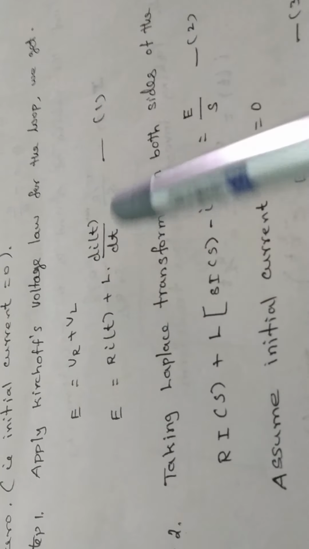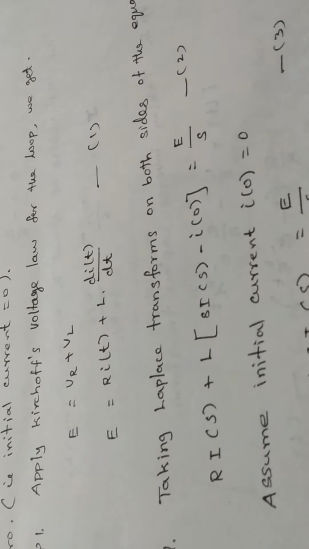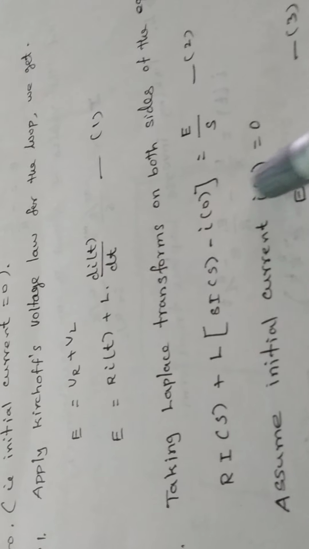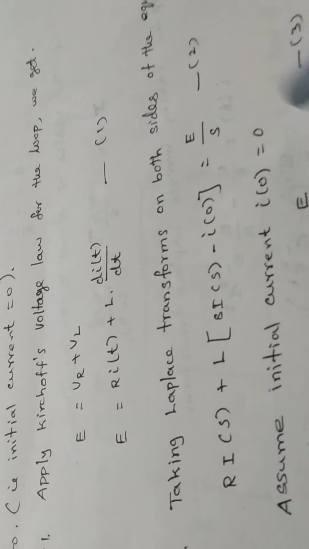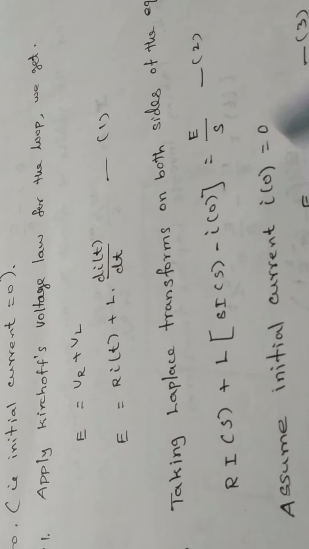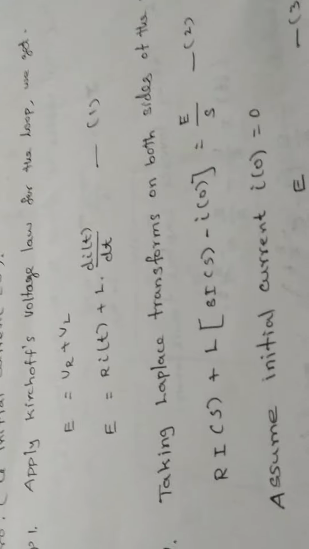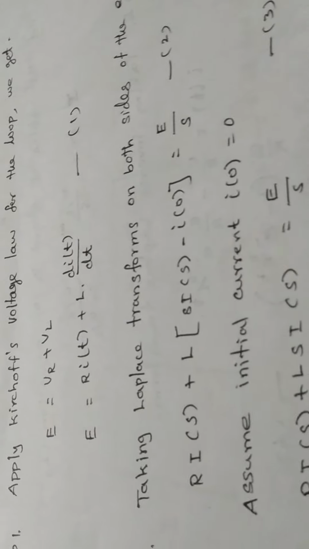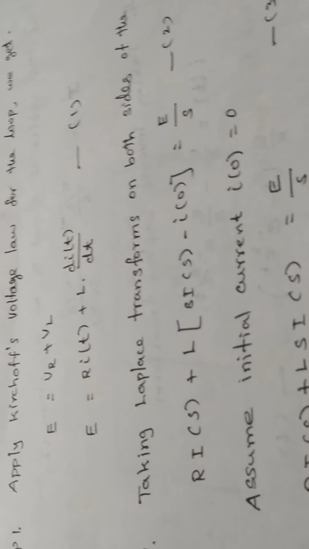Taking the Laplace transform on both sides of equation 1: R i(t) becomes R I(s), and f(t) becomes F(s). The transform of L di/dt is L times s I(s) minus i(0). Here i(0) is the initial charging current, which is always 0. E is a constant, so its transform is E by s.